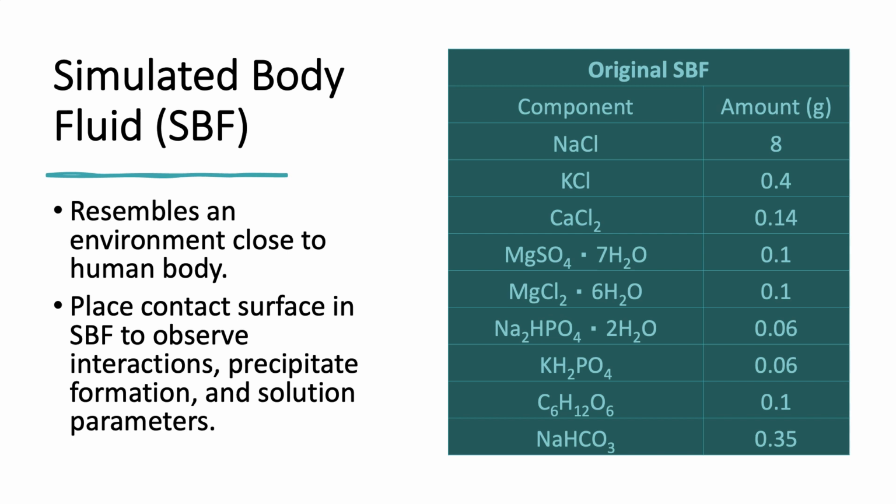Experimentally and computationally, a simulated body fluid, SBF for short, is created to mimic an environment close to that inside of a human body. A contact surface of choice, or alloy, will be put into contact with the SBF to see what interactions take place, what precipitates might form, and what solution parameters change, if any. The goal is to maintain a pH and ion composition relative to the one in the SBF, so one similar to a human body, as well as have no harmful interactions that could damage the human body.